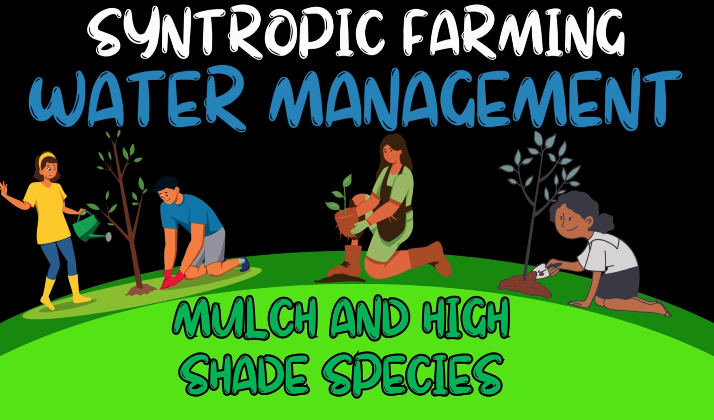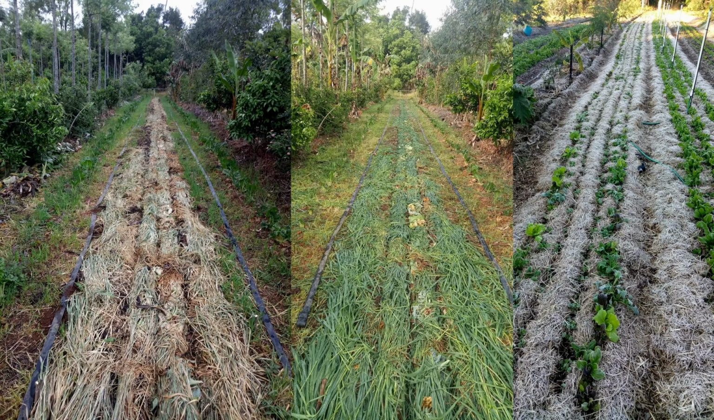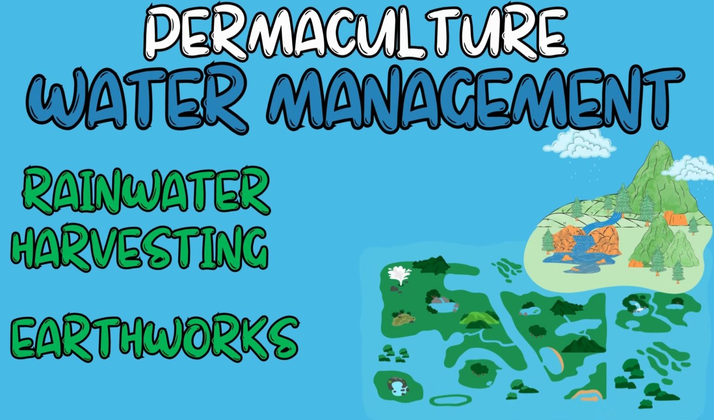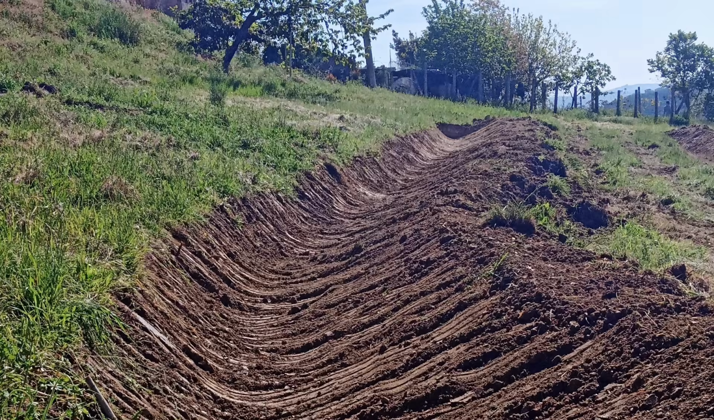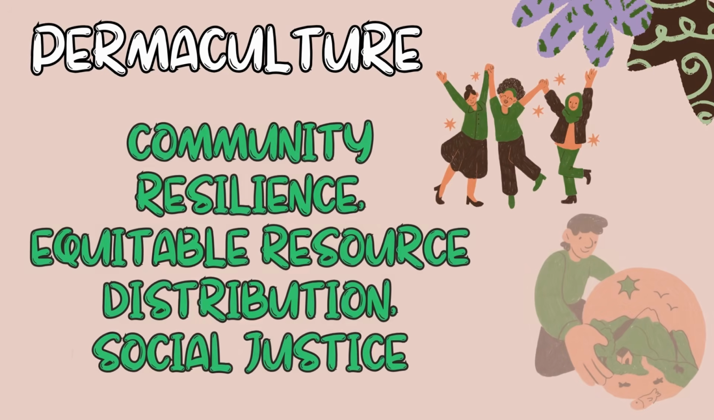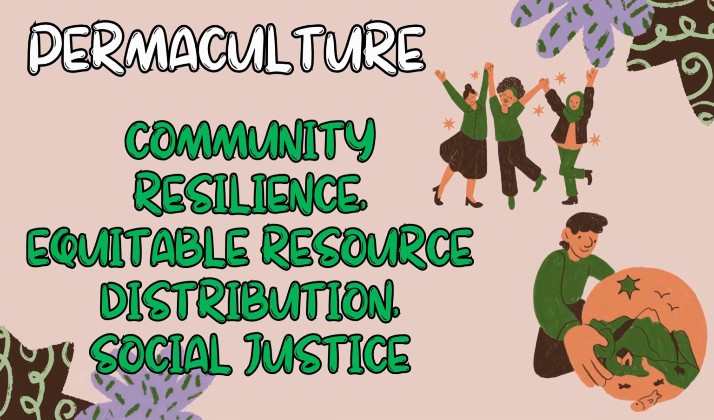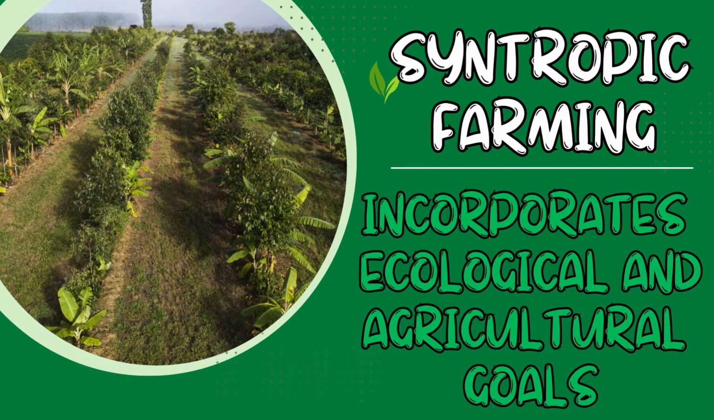In syntropic farming, mulch and high shade species are primarily used for water management to retain soil moisture. In contrast, permaculture employs a comprehensive approach to water management, incorporating rainwater harvesting systems and earthworks to ensure even and slow water distribution across the landscape. And finally, permaculture explicitly incorporates social and ethical dimensions, including community resilience, equitable resource distribution, and social justice, whilst syntropic farming primarily focuses on ecological and agricultural goals.